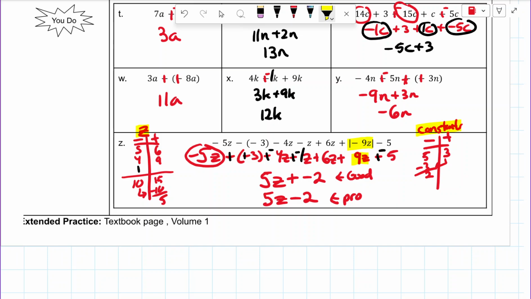And there are two answers here. This is a good answer, 5z plus negative 2, but adding negatives is the same thing as subtracting positives. This one's better because it has less signs and it means the same.